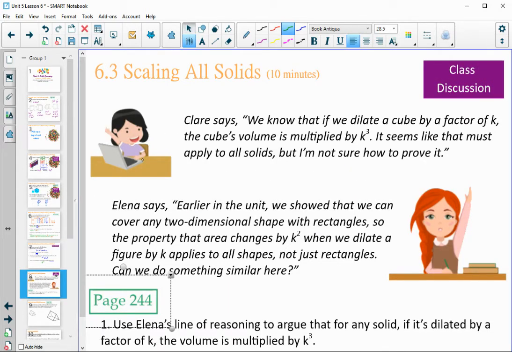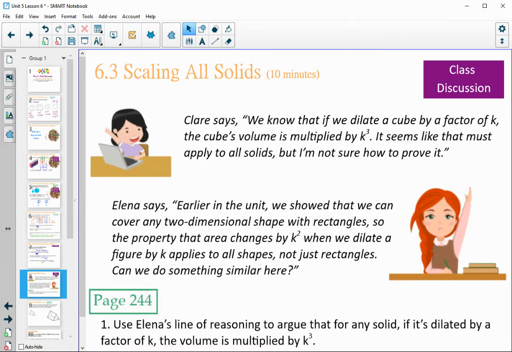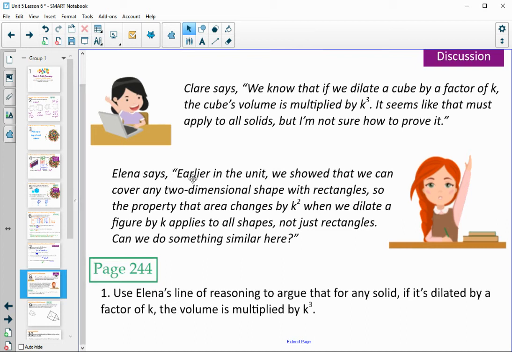All right, then let's take a look at 6.3, which starts on page 244. So Claire says, we know that if we dilate a cube by a scale factor of k, the cube's volume is multiplied by k cubed. It seems like that must apply to all solids, but I'm not sure how to prove it. So Elena says, earlier in the unit, we showed that we could cover any 2-dimensional shape with rectangles. So the property that area changes by k squared when we dilate a figure by k applied to all shapes, not just rectangles. So if you remember back to that blob. Can we do a similar thing here?